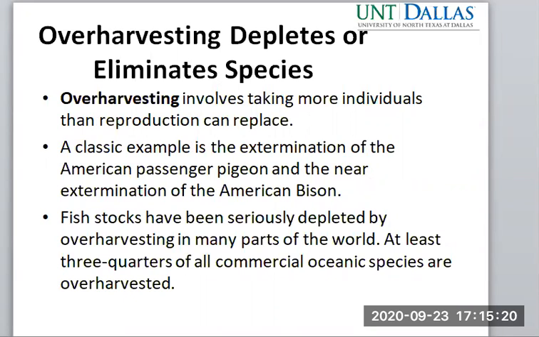Overharvesting is one of the major challenges that depletes or eliminates species. It involves taking more individuals than reproduction can replace. A classic example is the extermination of the American passenger pigeon and the near extermination of the American bison. Fish stocks have been seriously depleted by overharvesting in many parts of the world, and it has been found that at least three-quarters of all commercial oceanic fishes are actually overharvested.